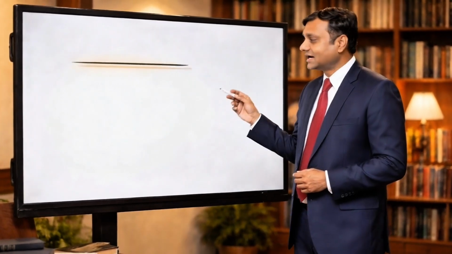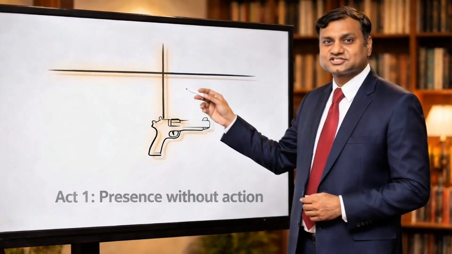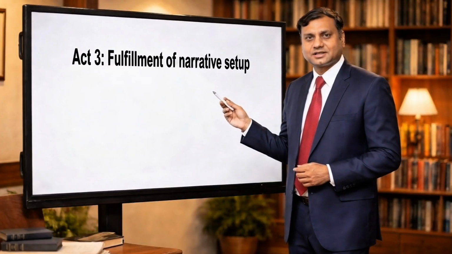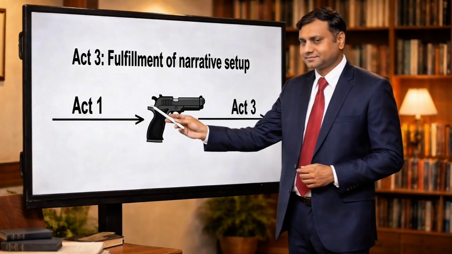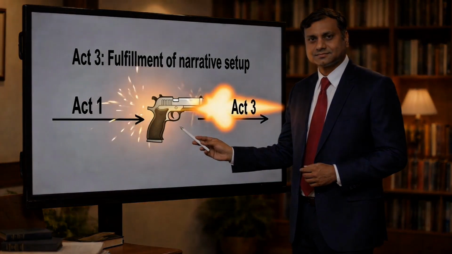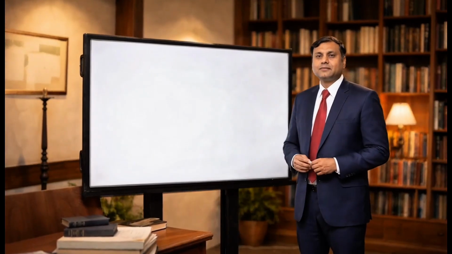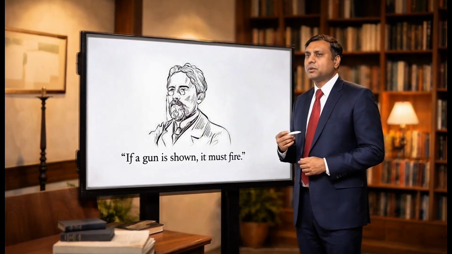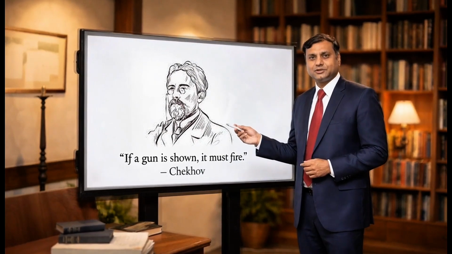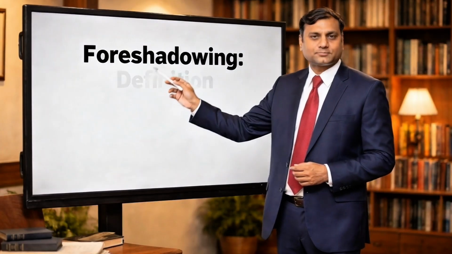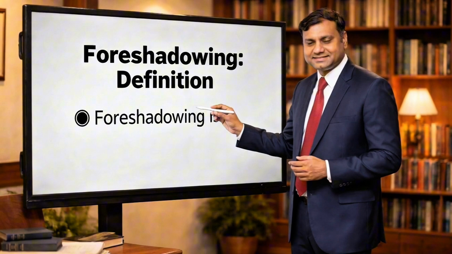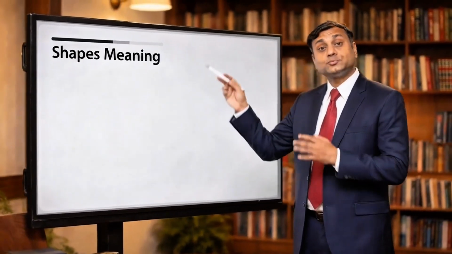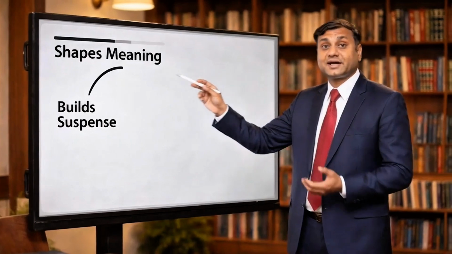Imagine this. A gun hangs silently on a wall in the first chapter of a story, unnoticed, harmless. But by the third chapter, it fires. This idea, famously articulated by Anton Chekhov, captures one of the most powerful storytelling techniques in literature. Today, we're going to explore not just what foreshadowing is, but how it shapes meaning, builds suspense, and transforms ordinary stories into unforgettable narratives.